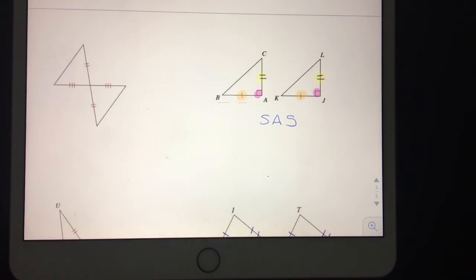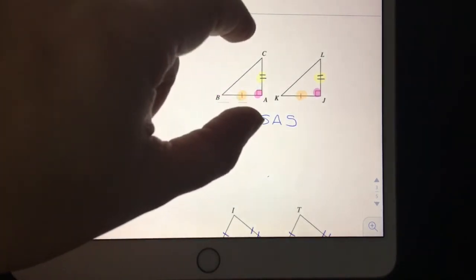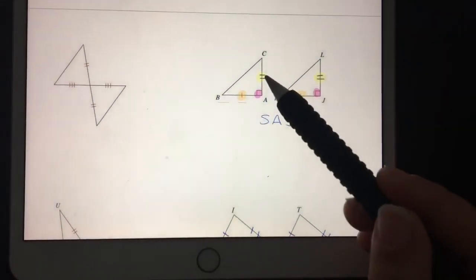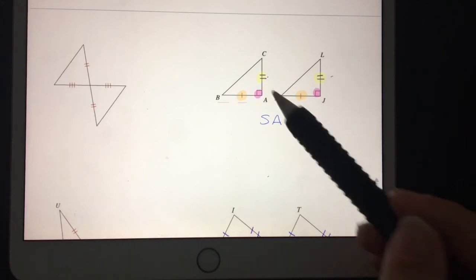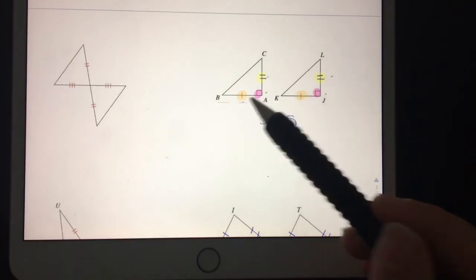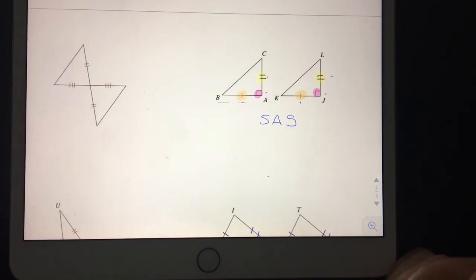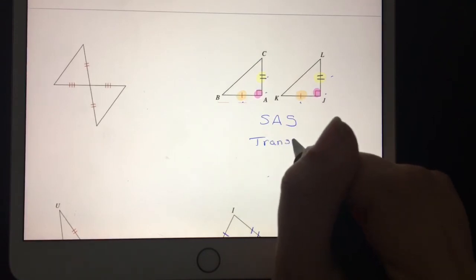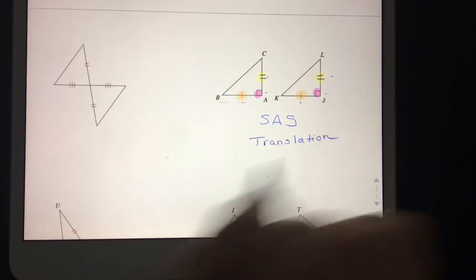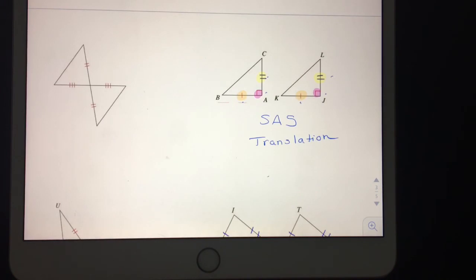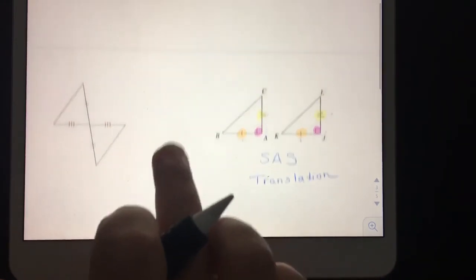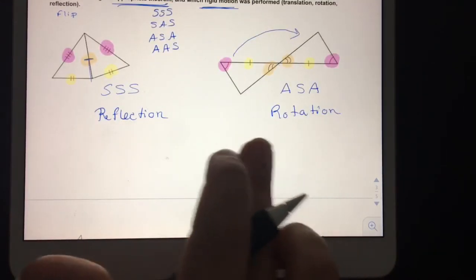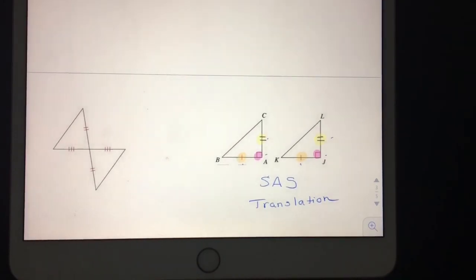Now in terms of rigid motion, this would be a translation because I took this triangle and I just moved it over to the right. You notice the side with 2 tick marks is in the same exact spot on this one. The right angle's in the same exact spot. This side's in the same exact spot. Nothing turned or flipped, so it would be a direct translation, or it's shifted over. So translation. So those are the 3 options. We did an example of a reflection, we did an example of a rotation, and we did an example of a translation.